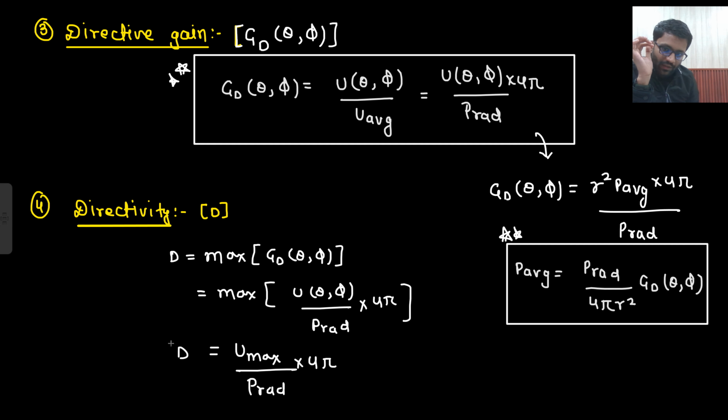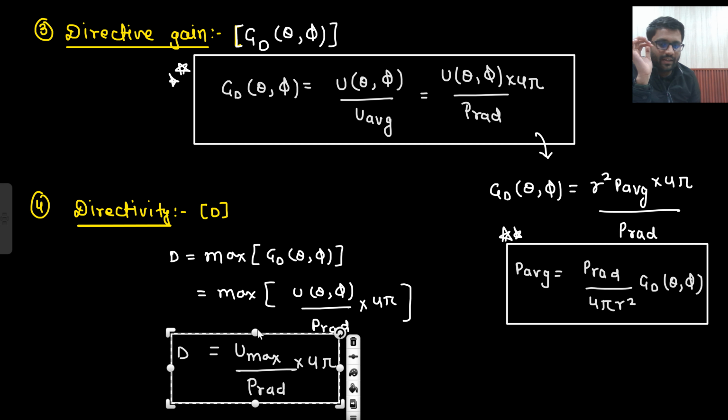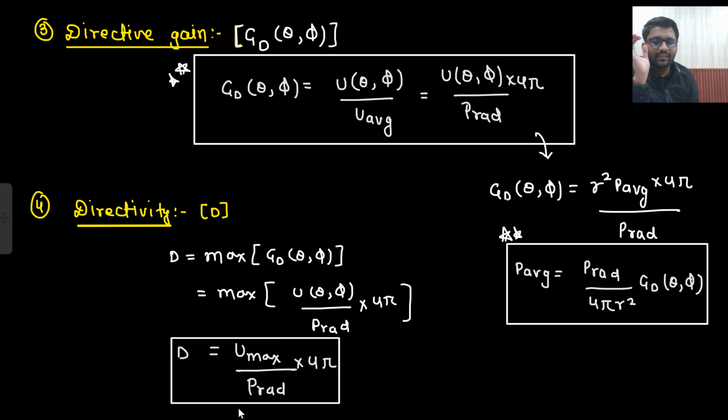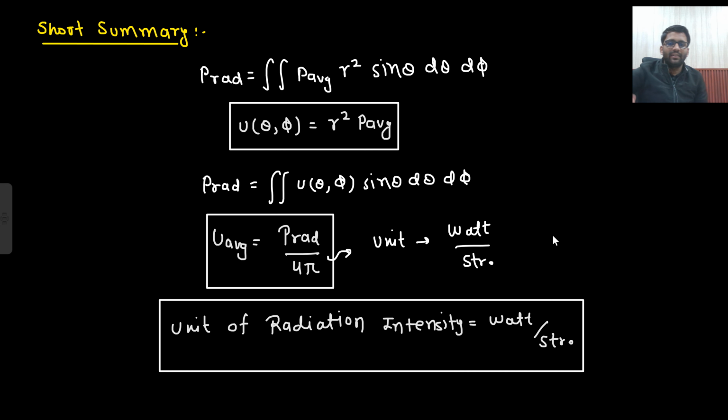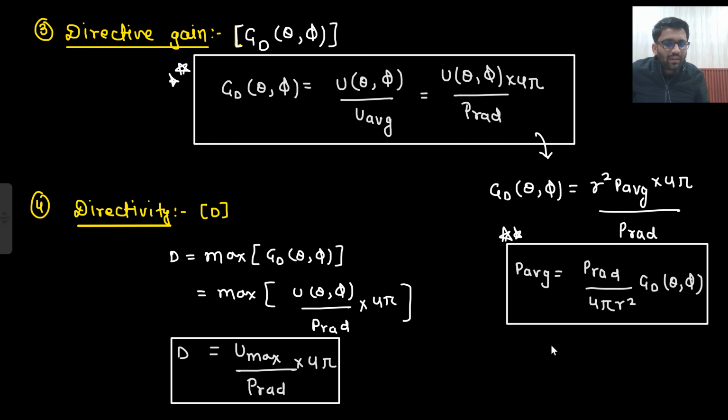This is your directivity. So again, you feel like, sir, there are a lot of formulas. This formula is there, this formula is there, but actually no formula is there. What you need to think is that we will start from P radiated, which is P average into R square sin theta d theta d phi. R square into P average is U theta comma phi. And we have defined another term known as U average, the average radiation intensity, that is P radiated upon 4 pi.